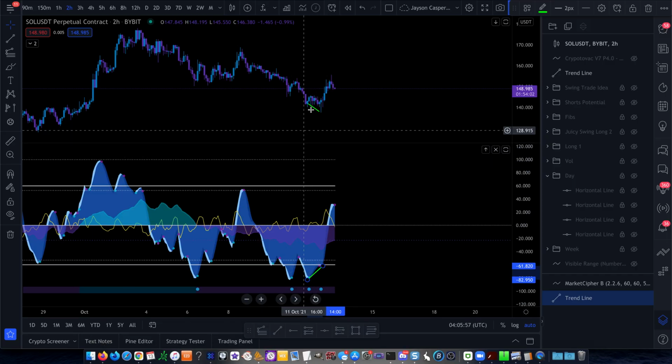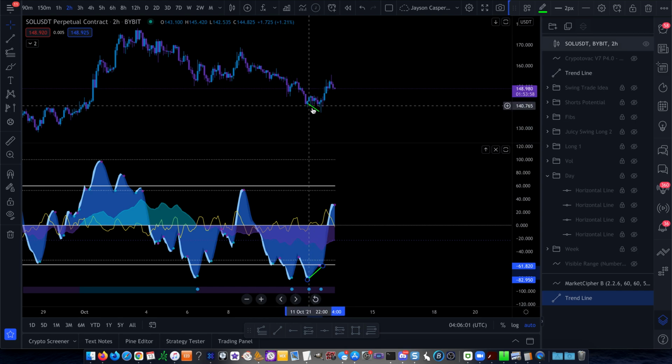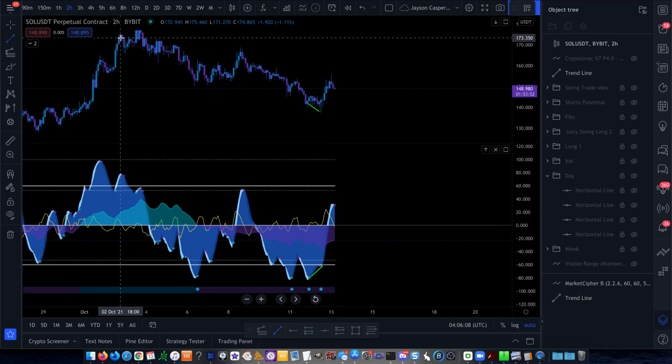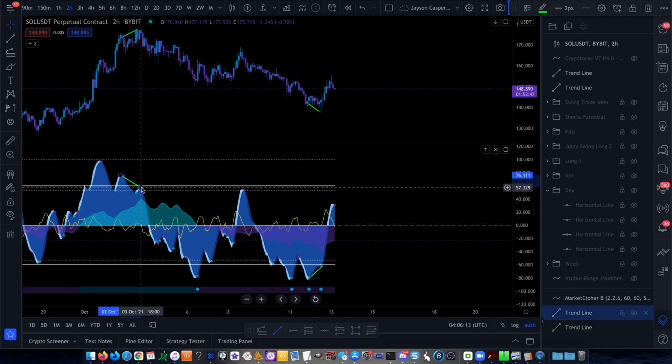So we're identifying these butt cheeks by seeing price making a lower low and momentum making a higher low on the bottom of Market Cipher. But on the top of Market Cipher, we want to see price making a higher high and momentum making a lower high. That is called a divergence.